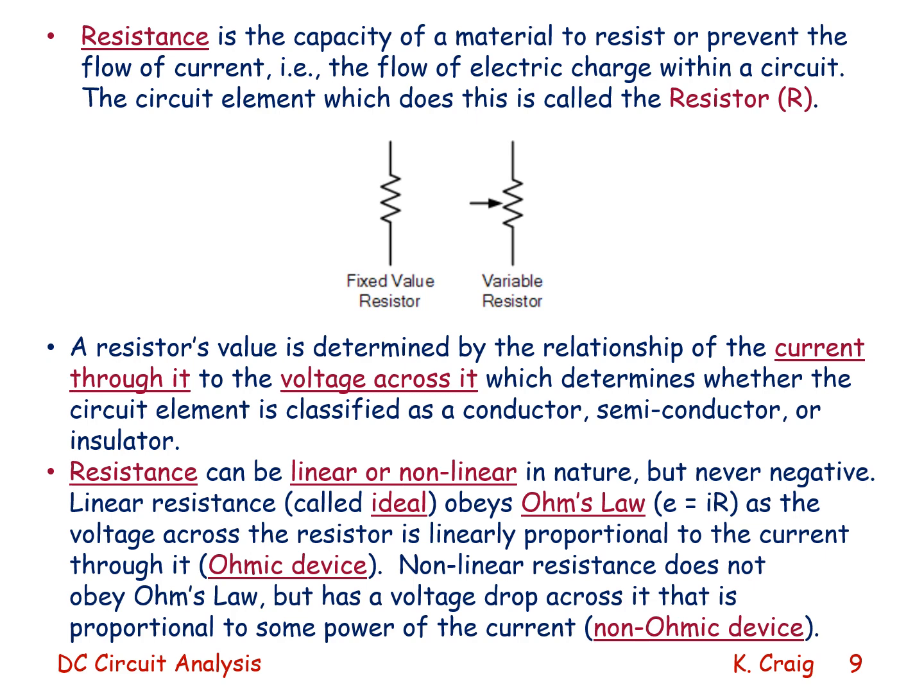Resistance can be linear or nonlinear in nature, but never negative. Linear resistance, called ideal, obeys Ohm's law. Voltage equals current times resistance. As the voltage across the resistor is linearly proportional to the current through it, it's called an ohmic device. Nonlinear resistance does not obey Ohm's law, but has a voltage drop across it that is proportional to some power of the current, and that is called a non-ohmic device.